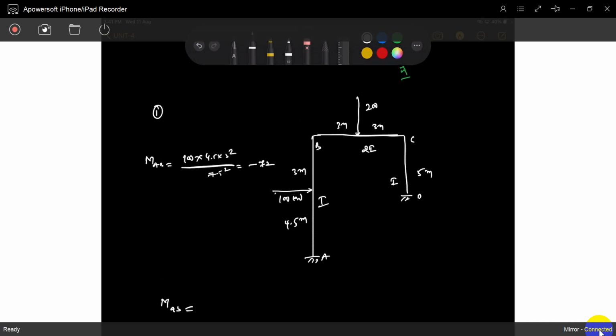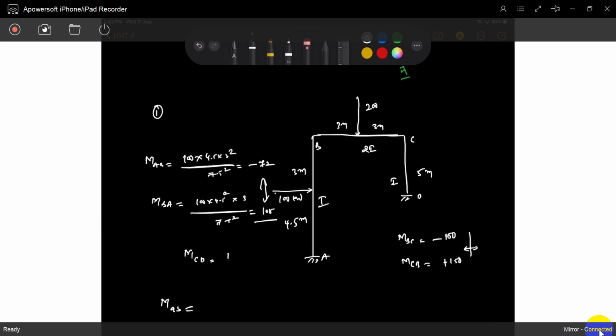This is minus 72. MBA is 100 times 4.5 squared times 3 by 7.5 squared. What is that value? That value is 108. This is 72, this is 108. So MBC is similar, this is minus 150. MCB is plus 150. Symmetry, no? MCD, MDC is 0. There is no loading at all.